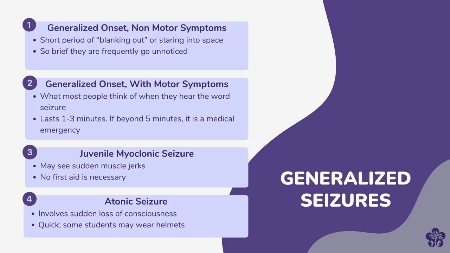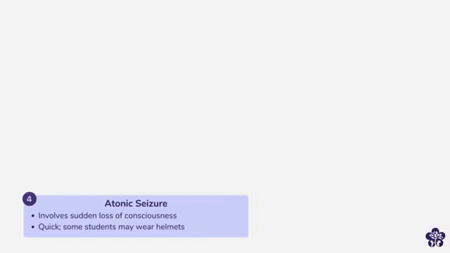Two other generalized seizures you may see in the classroom are juvenile myoclonic seizures and atonic or drop attack seizures. With a juvenile myoclonic seizure, you may see sudden, brief muscle jerks like a shoulder shrug or a muscle spasm. No first aid is necessary here. An atonic or drop attack seizure is a quick seizure involving sudden loss of consciousness. The person will regain consciousness within a minute and resume whatever activity they were doing. Some students may wear helmets as protection.